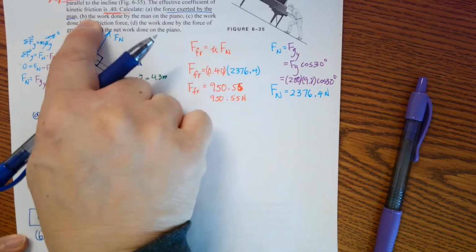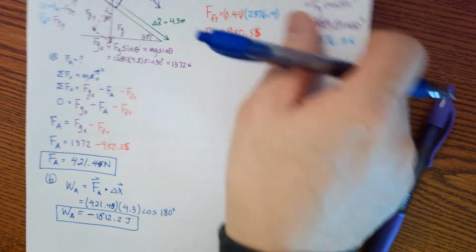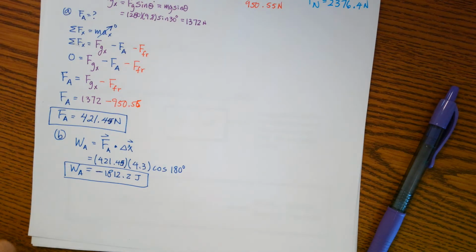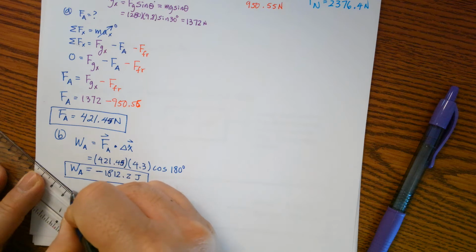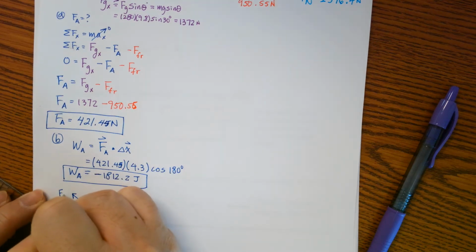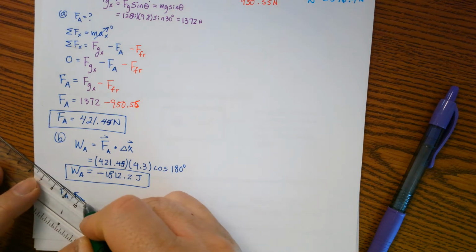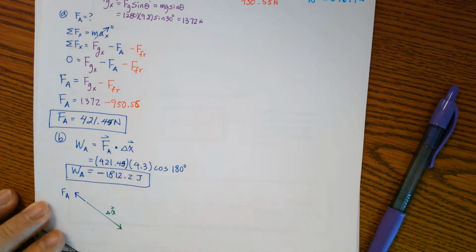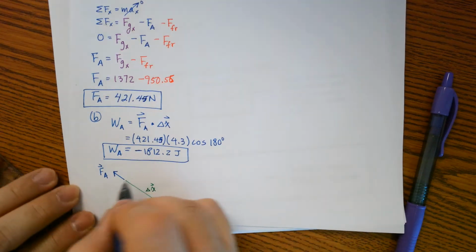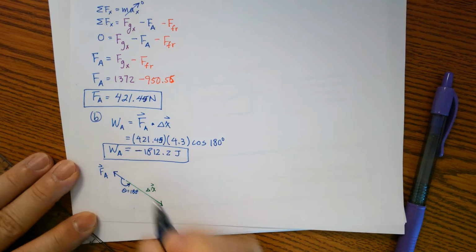Part B states the work done by the man on the piano. So we want to know how much work is done by the applied force. If we draw these two vectors out, the applied force is going up the incline. So here's the applied force. And delta x is actually going down the incline. So here's my delta x. These two vectors are 180 degrees apart, so this theta is equal to 180 degrees.